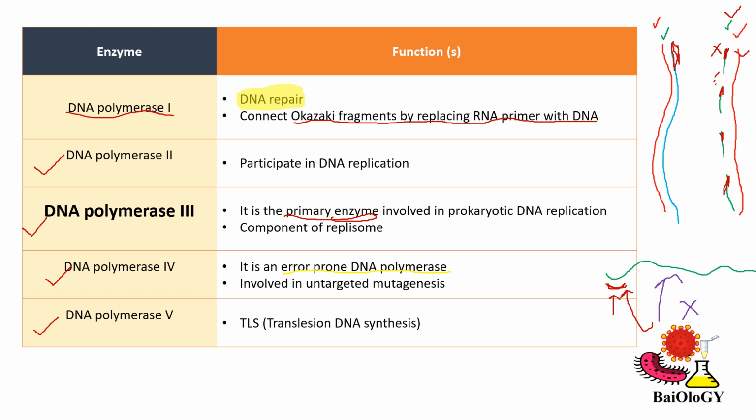Whereas DNA polymerase 4 is an error prone DNA polymerase. That is, at some point it can add A against G. I can say that for some time it can forget the complementarity rule. As a result of this mispairing created by this enzyme, it is involved in the synthesis of mutations which are usually untargeted. That is, it is involved in untargeted mutagenesis.